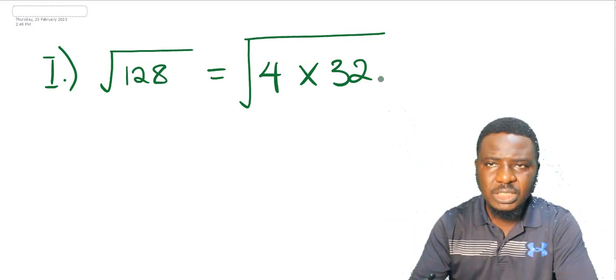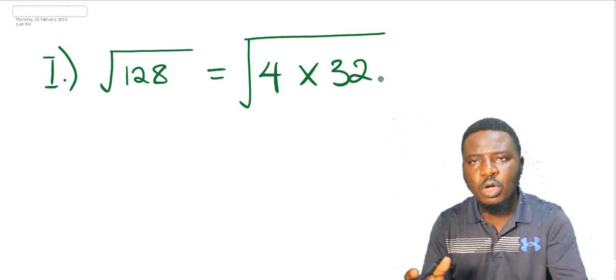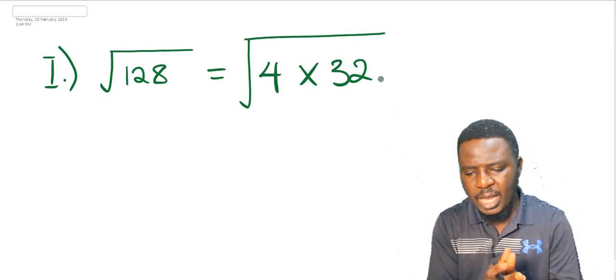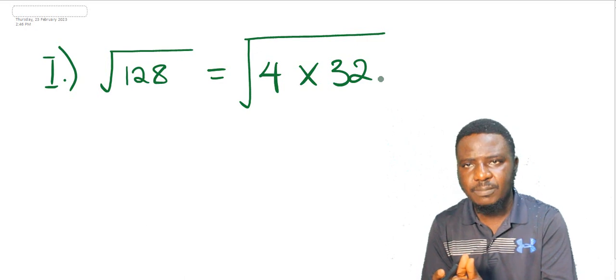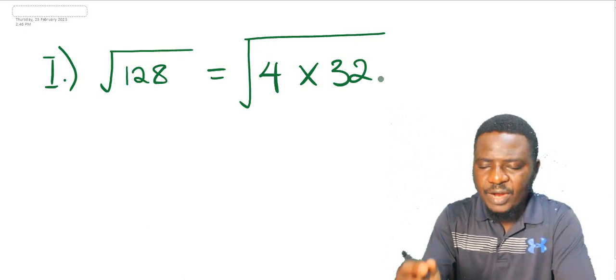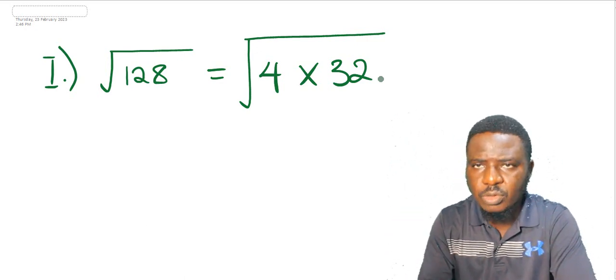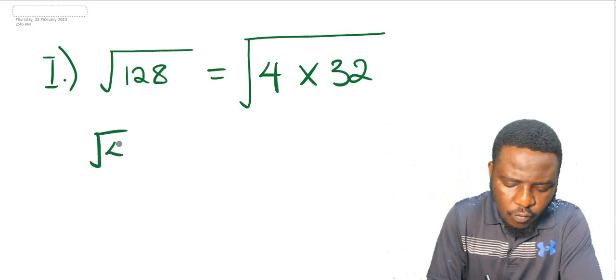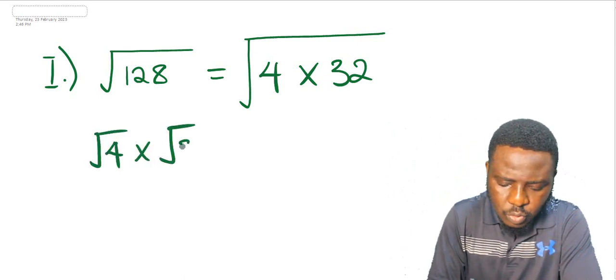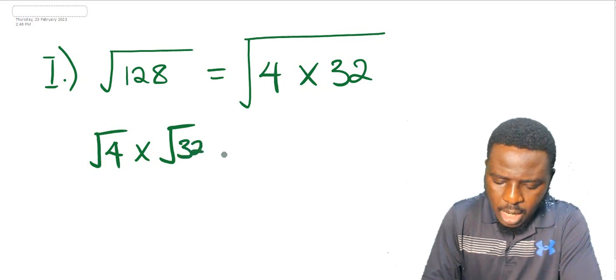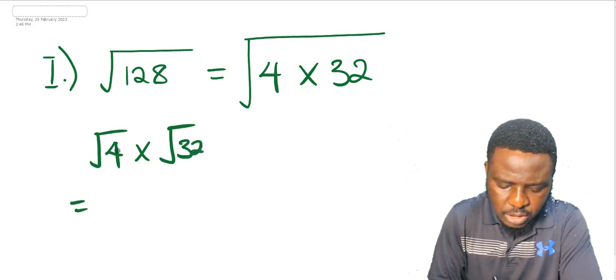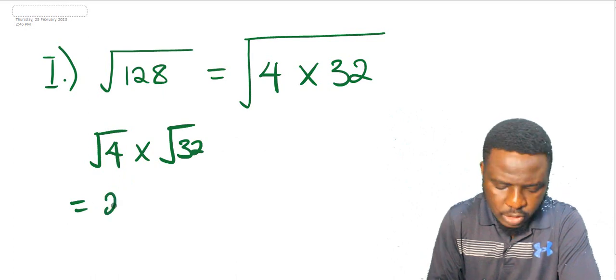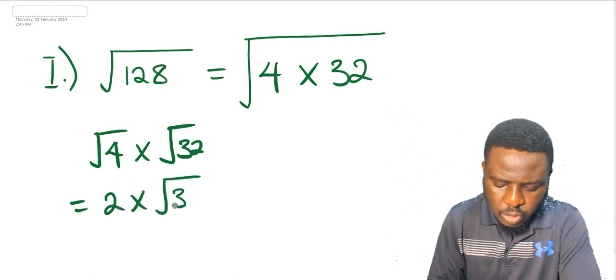So you can still do it the same as somebody who got the exact perfect square, and both of you will still arrive at the same answer. So if you find yourself in such a situation, still go ahead and reduce it. This becomes root 4 times root 32, and you will tell me the square root of 4 is 2, times root 32.